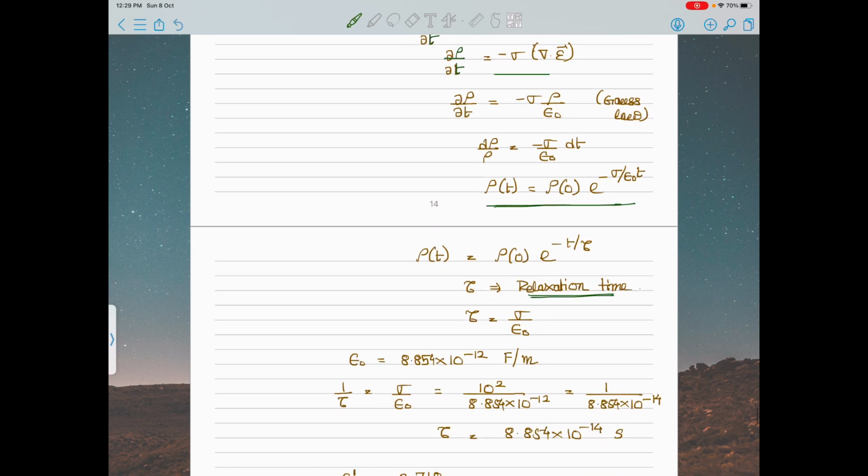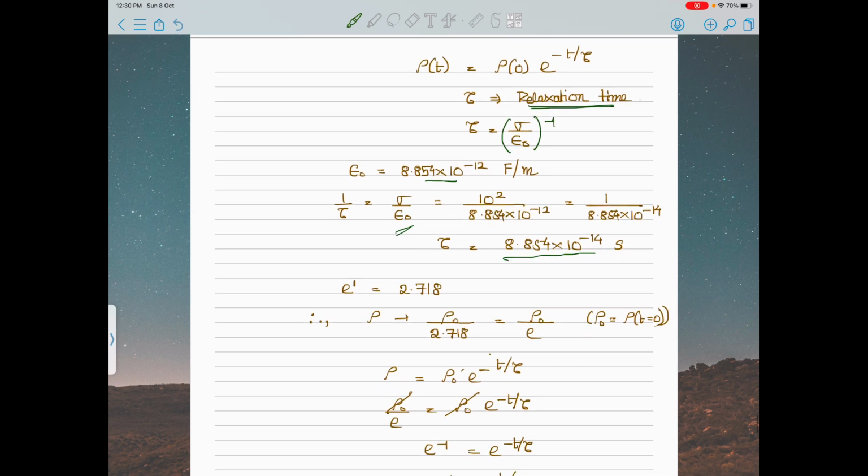Now this tau will be equal to not sigma by epsilon naught but sigma by epsilon naught inverse, where epsilon naught is given in the question. Therefore 1 by tau is nothing but sigma by epsilon naught. So sigma is 10 to the power 2 and epsilon naught is given. So we get 1 by tau as 8.854 into 10 to the power minus 14, so tau becomes 8.854 into 10 to the power minus 14 second.